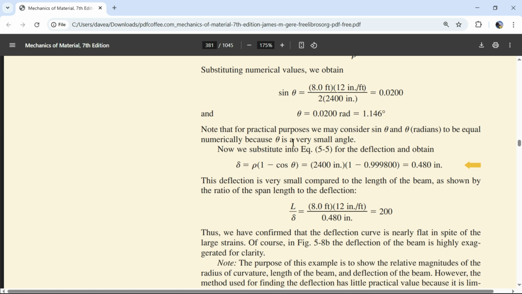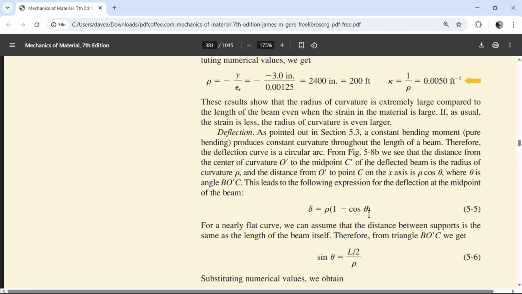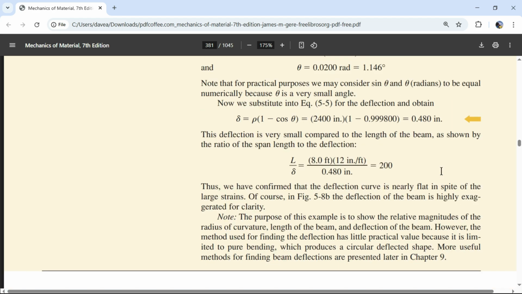So now we substitute this angle into equation 5.5. So that's going to be this. Now that we have this angle of 0.02 radians, we can solve for the deflection. And so that's what they do. The deflection is the radius rho, 2400 inches, times 1 minus cosine, and cosine of 0.02 radians is 0.9998, very close to 1, but we have some discrepancy. And because this number is so large, this discrepancy gives us a deflection. Cool. So we get a deflection of 0.48 inches, almost half an inch for an 8-foot span.